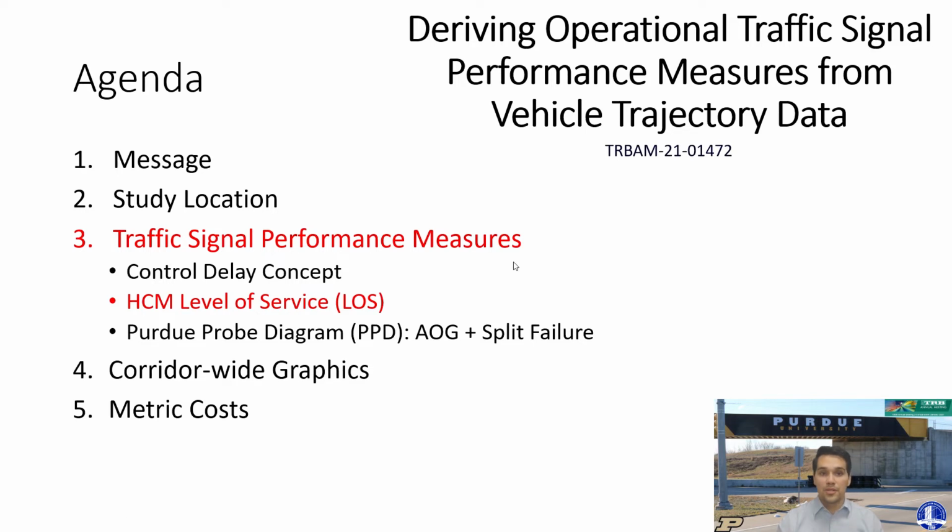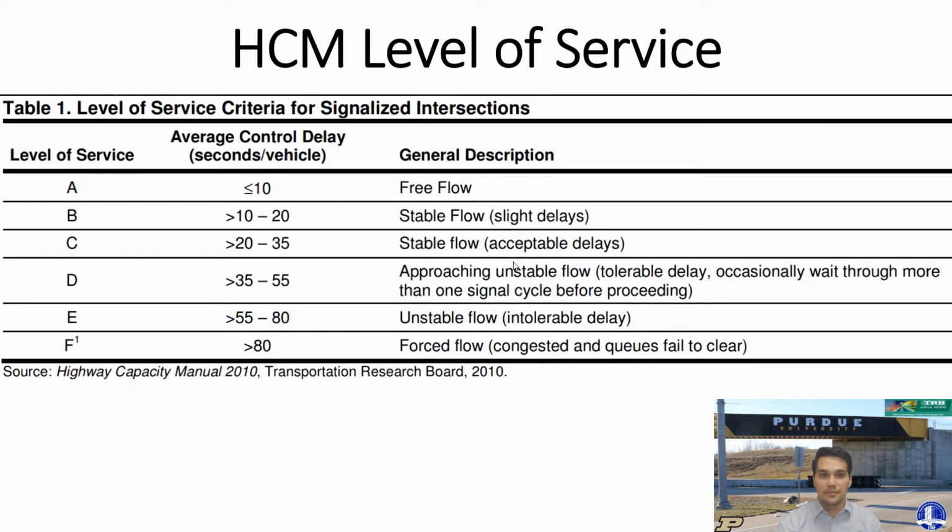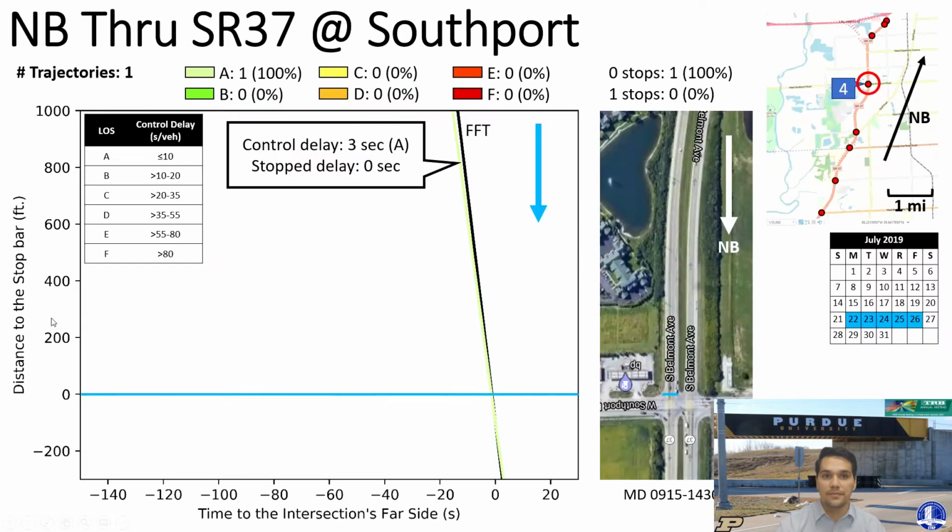Now that we know what control delay is, we can learn what the level of service from the Highway Capacity Manual is. The level of service gives a letter grade to different locations depending on the control delay. So locations with minimum delay are going to be given a letter A, whereas locations with significant delay of greater than 80 seconds are going to be given a letter F.